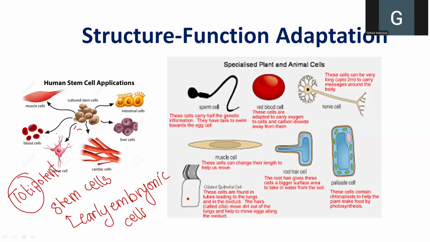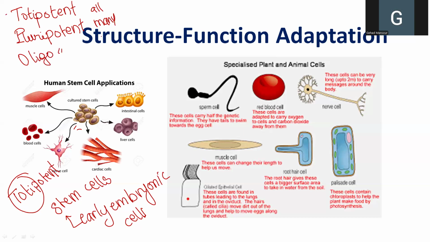tissues in the body. But the later you take the cell from the embryo, the more differentiated it is and the less capable it is of differentiating into all types of tissues. So the earliest embryonic cells are totipotent, but after having gone through several cycles of cell division, they become less capable of differentiation, meaning that they cannot give you all types of tissues as they used to do. So we have totipotent giving all, pluripotent giving many types of cells, and then oligopotent giving only a few types of cells, and then finally they become differentiated.